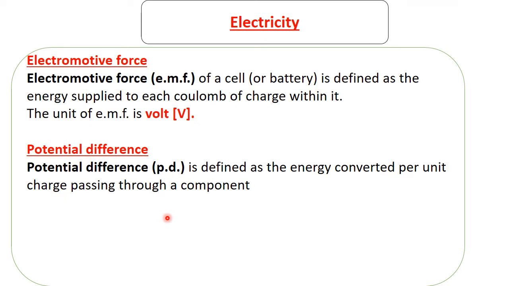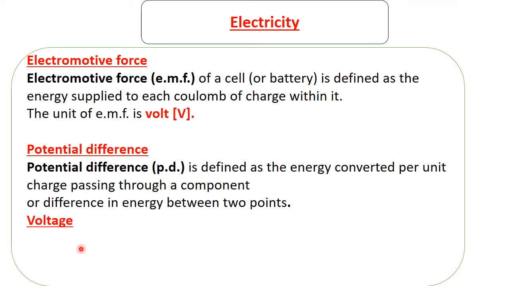Another way you can define potential difference is just the difference in energy between 2 points. So potential difference is more concerned with points: this point and this point, what's the difference in energy? In terms of electricity, we say what's the potential difference between this point and this point. Then electromotive force is about the energy that the battery supplies. But in essence they are all some kind of energy or voltage. The units of potential difference are also volts.